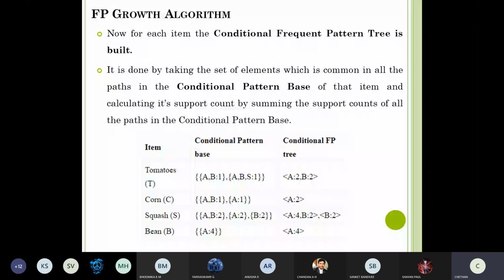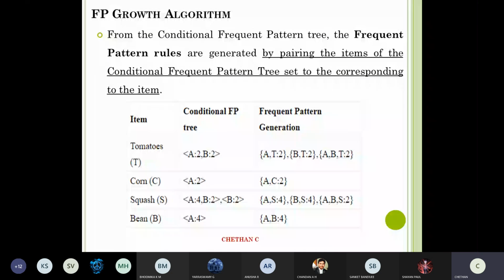Then what is the next thing? The next also, you're combining A and T, B and T. Then combine all the three: A, B, T, A and C, A, S, B, S. Sorry, not 2, 4, 4. Then what's the next thing? A, B, S. Everything. And then A and B, 4.